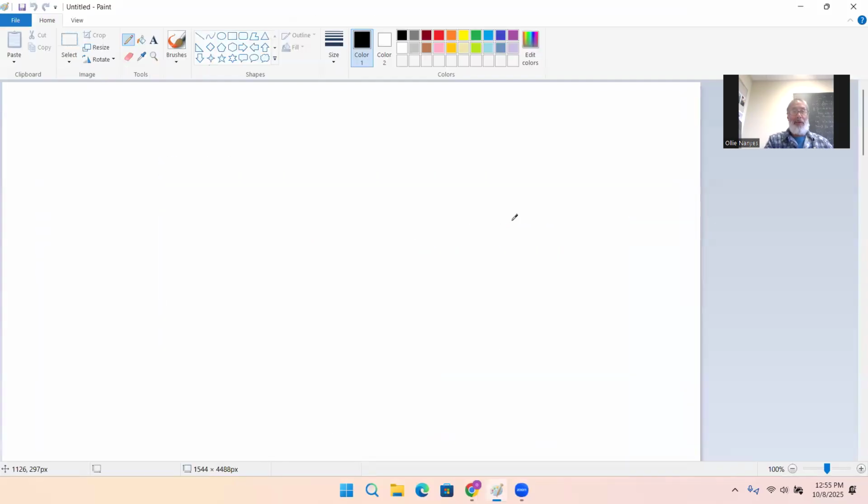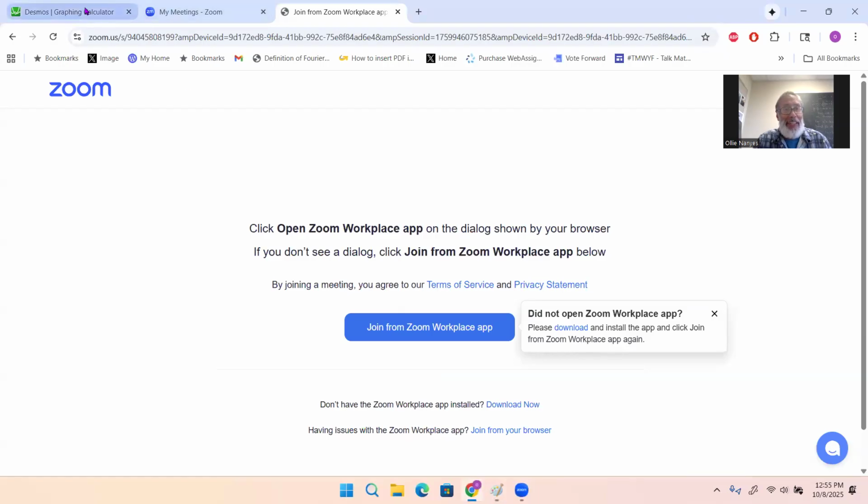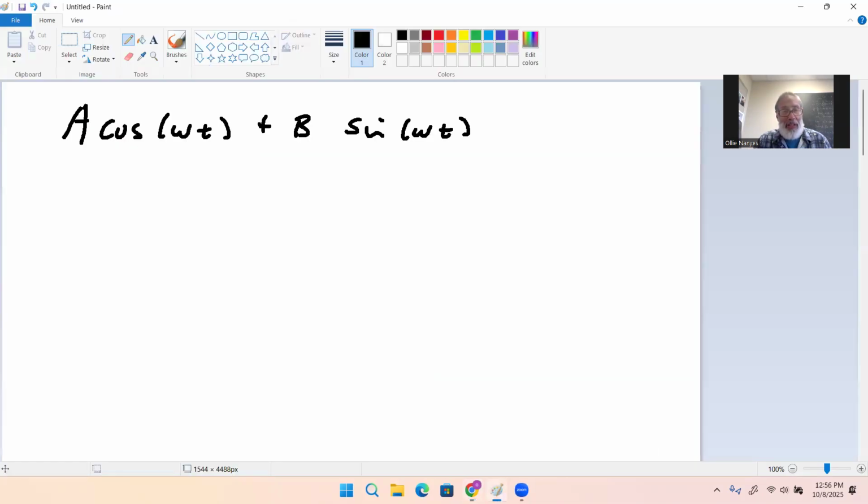So let's look at the kind of problem we're talking about. Let's say you have a cosine omega t plus b sine omega t, and you wish to write this as a single sine or a single cosine. To see what I mean, eventually we're going to do this problem right here. So let's go ahead and see what we can do.